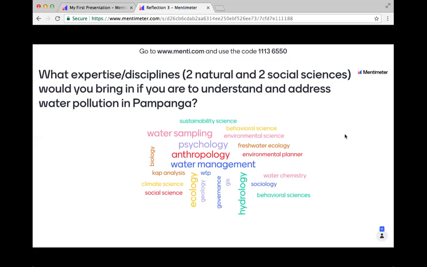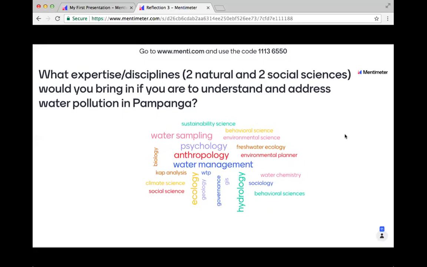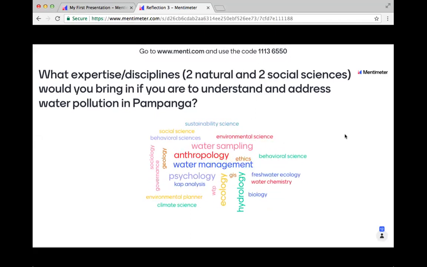So what else? So responses are still coming. GIS, spatial analysis, that's good. What else? So dominant dito sa responses na yung management na perspective, anthropology, psychology, water sampling or hydrology. Right? So, but again, the point of the exercise is actually, pinapakita lang dito that you can bring in as many disciplines to really understand, to really dig deeper into the water pollution problem.